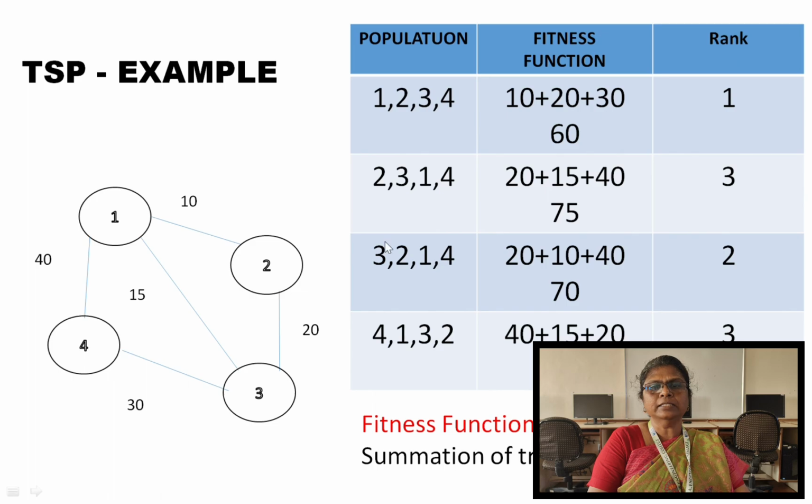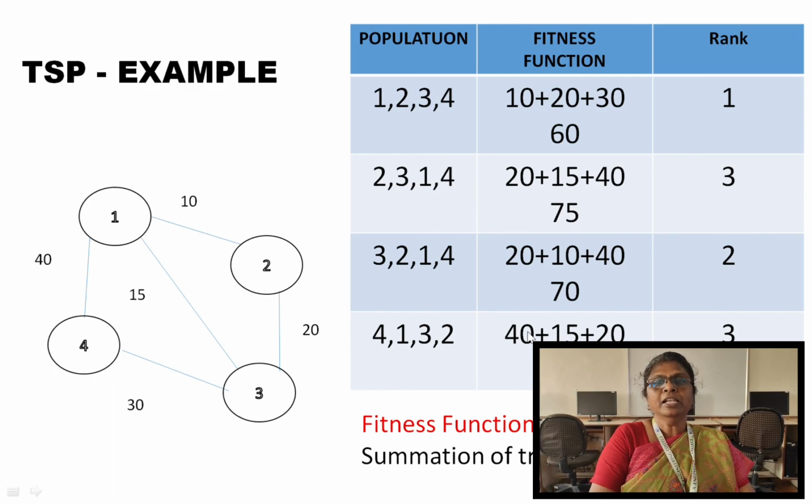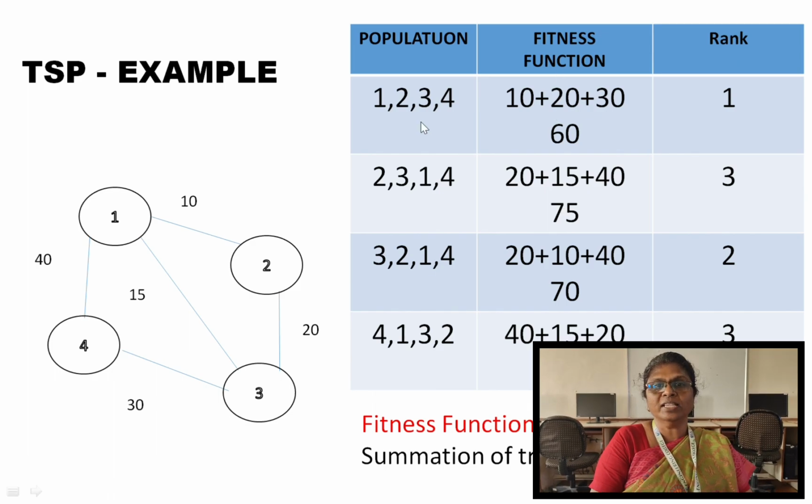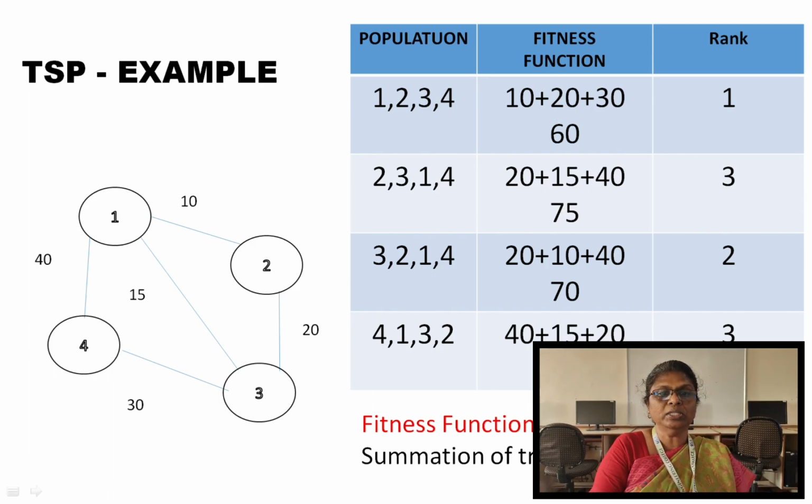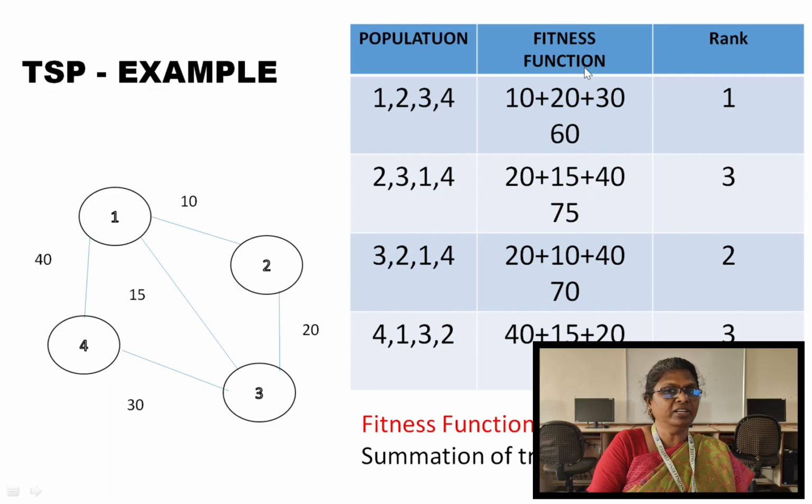Let us take an assumption for the fitness function. So we have to evaluate the fitness function. Let us take that fitness function to be the summation of travelling cost. Let us evaluate it. So you can see that we have a path 1, 2, 3, 4, the first one. We are calculating the fitness function.